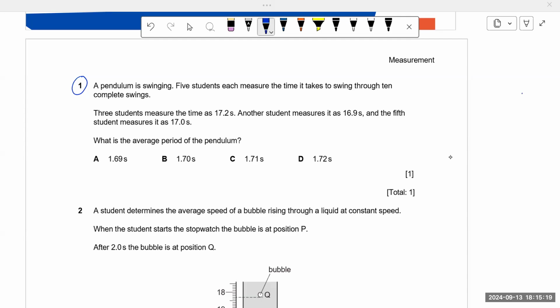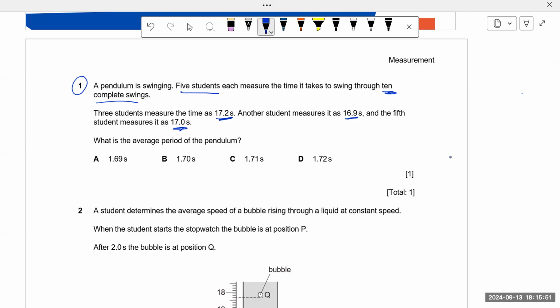طيب أول حاجة عندنا number 1. A pendulum is swinging. 5 students each measure the time it takes to swing through 10 complete swings. احنا عندنا 5 students taking measurements وعندنا 10 complete swings. Okay. 3 students measure the time as 17.2 seconds. عندنا 3 students طلع لهم نفس الرقم ده. Another student measures it at 16.9 and the fifth student measures it at 17 seconds. What is the average period of the pendulum?